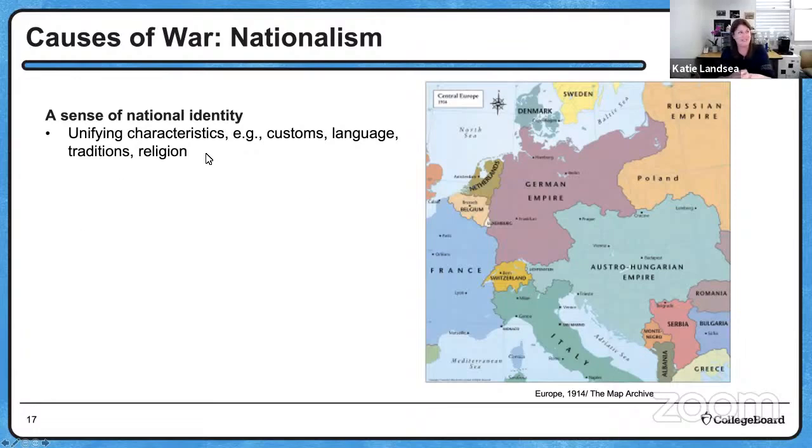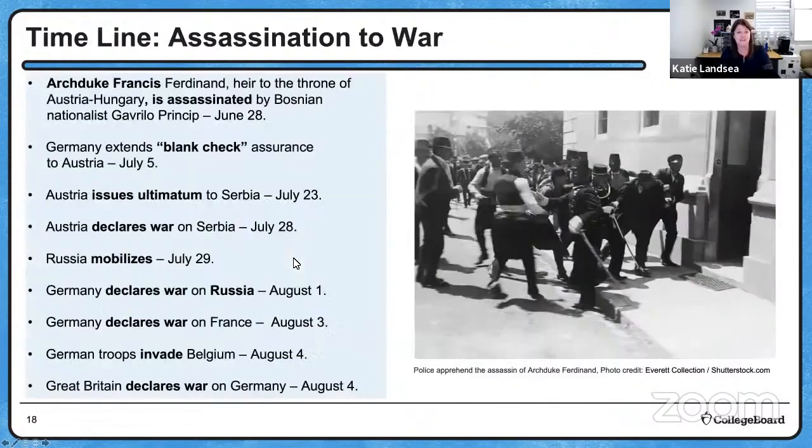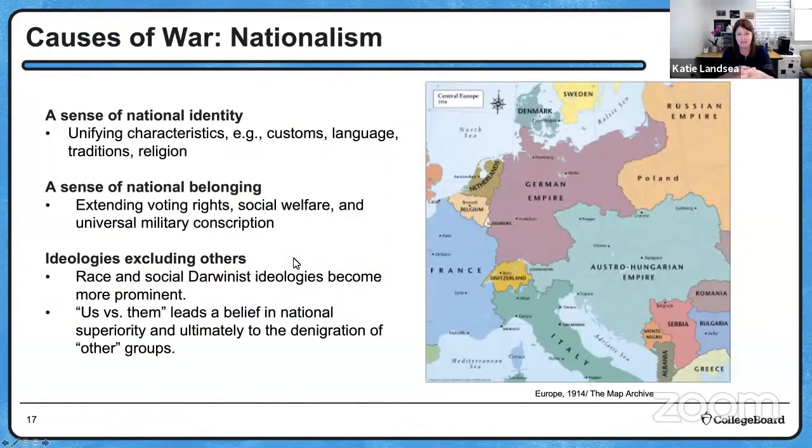So my students always say this is my favorite word in AP Euro because nationalism is just ever present in the second half of the course. We have this sense of national identity, unifying characteristics, things like customs and language and religion and traditions. And these are things that don't necessarily fit in the borders of a map. I sometimes call them, in my class, the glue that keeps people together. We have a sense of national belonging, voting rights, social welfare, the military draft, all of these things that contribute to that.